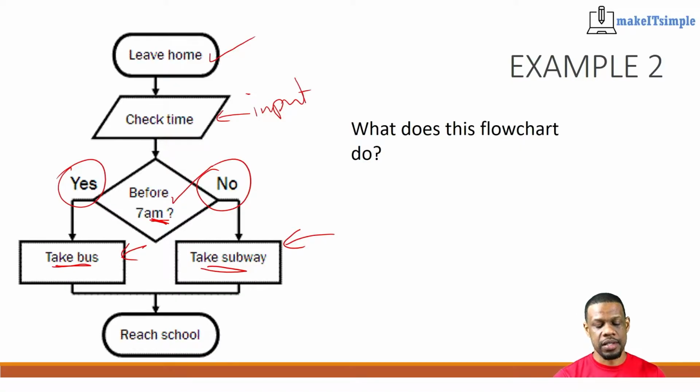It is a process. So anytime something is going to be done, right, or carried out, you put it inside a rectangle. That's how processes work. And then the end will be reaching school. So all the symbols here will always line up to what they are trying to do. And that's the whole point. This here determines what transport you take depending on what time it is. And those are two basic real life examples.